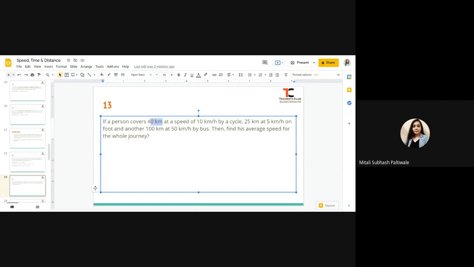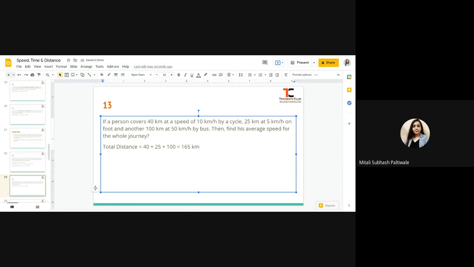So let's do one thing. Let's find out how much the total distance is. Total distance is equal to 40 plus 25 kilometer on foot plus 100 kilometer. So this will become 165 kilometer.